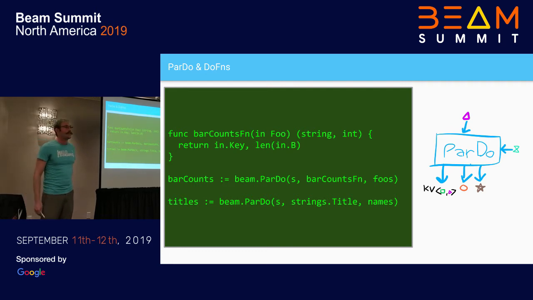But it doesn't even have to be your own function. You can use any function that satisfies what you need to write down. So for example, the strings package in the Go standard library has a title function. It turns strings into strings. That is perfectly valid to use as a pardo in your pipeline.